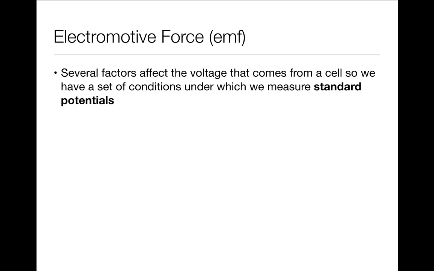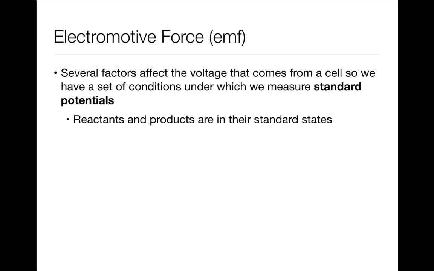Let's go back to this idea of electromotive force. There's a lot of different factors that can change the voltage coming from a cell, and so in order to tabulate these values, we want to have a set of conditions that we can use to measure standard potentials. And so we get an idea of what's going on in a battery without having to worry about the absolute conditions. We can use standard potentials, and these have a set of conditions that we already know about.